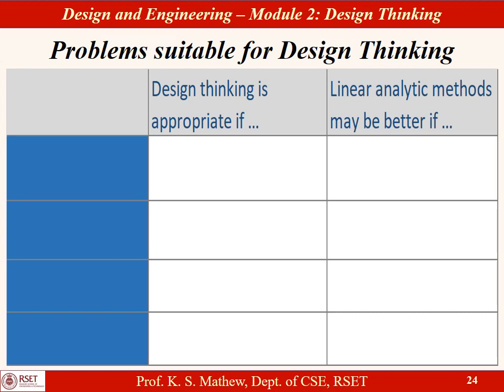So what are the problems suitable for design thinking? There are three types of problems. One is called a critical problem. The second type of problem is called a tame problem. And the third type of problem is called a wicked problem. Critical problem, tame problem, and wicked problem. I will explain these three types with a simple example from the healthcare domain. Suppose one patient is rushed to the hospital with a cardiac arrest.